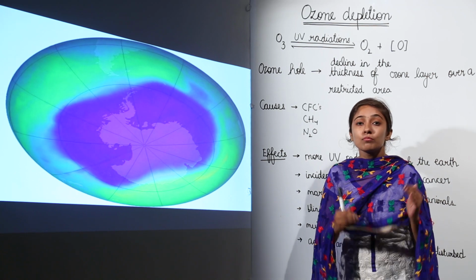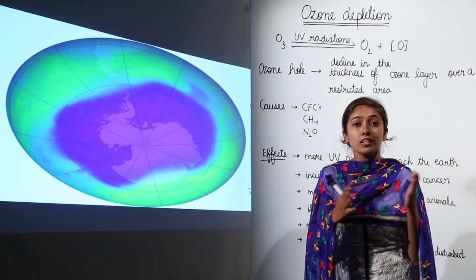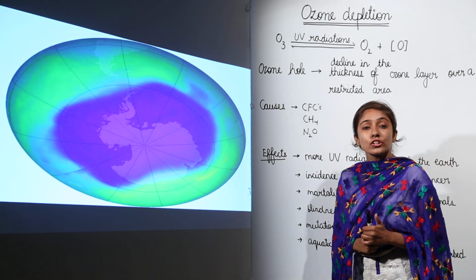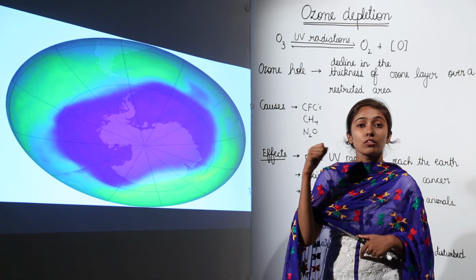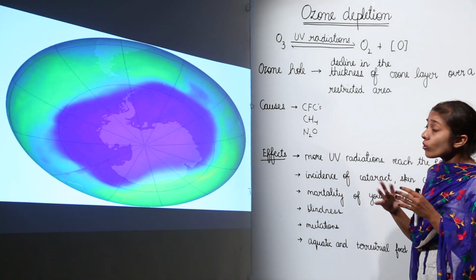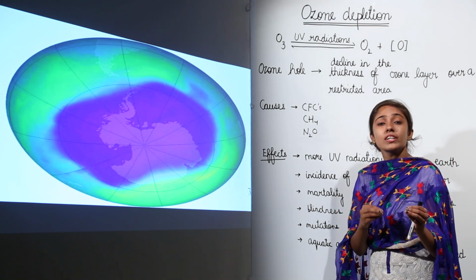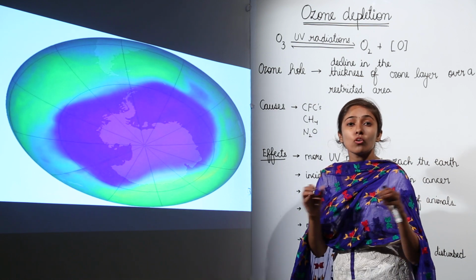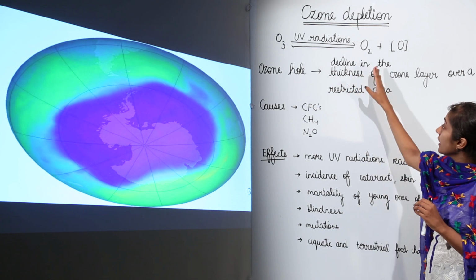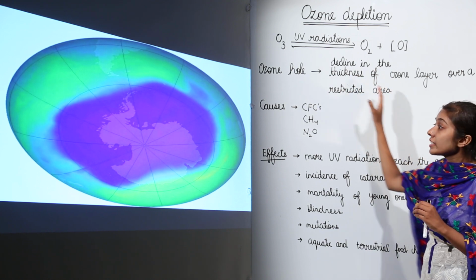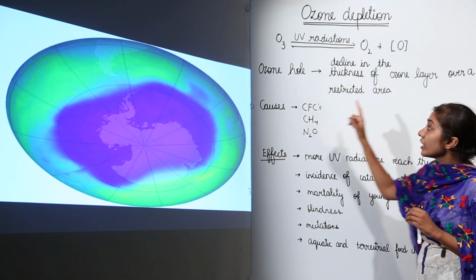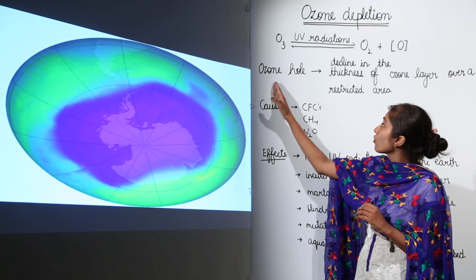Now let's discuss one more important concern, a global concern actually, that is ozone depletion. Ozone is O3, which means one molecule has 3 atoms of oxygen. Now what is ozone depletion? Ozone depletion refers to the thinness of the ozone layer. We also term it as ozone hole, meaning a decline in the thickness of the ozone layer over a restricted area.